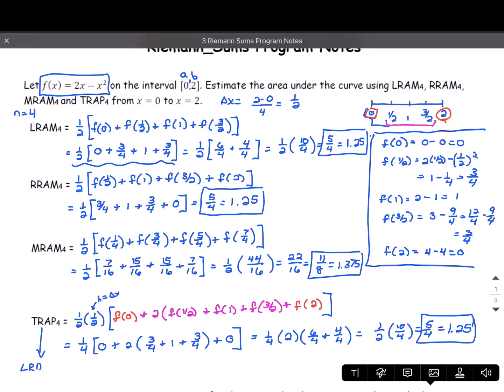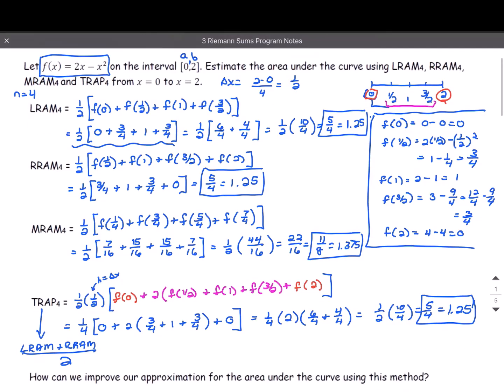which we should also have known because remember the trapezoid is the LRAM plus the RRAM divided by 2, and since the LRAM and the RRAM were the same, then the trapezoid would also be the same. Now the question is, how can we improve our approximation for the area under the curve?